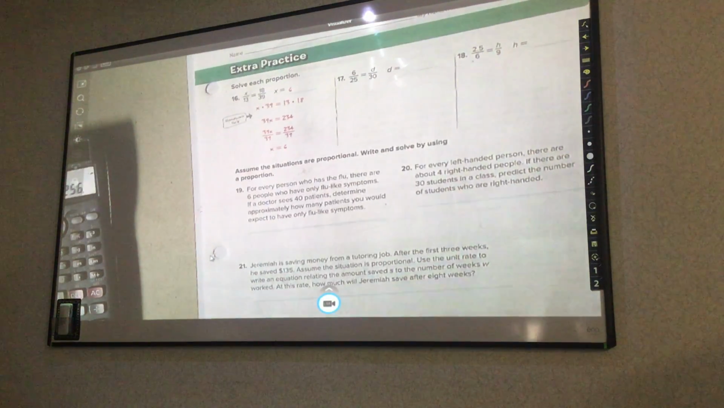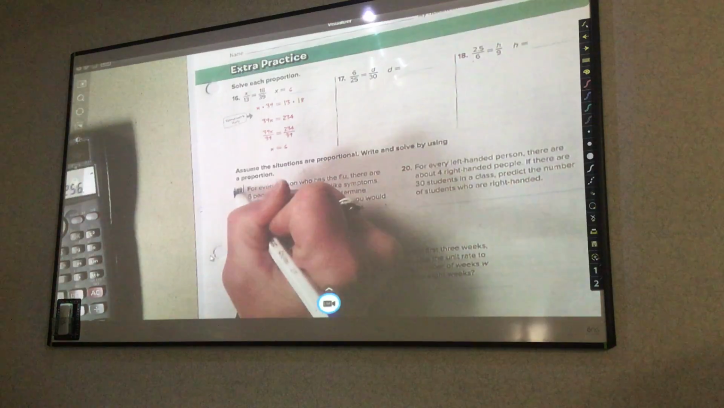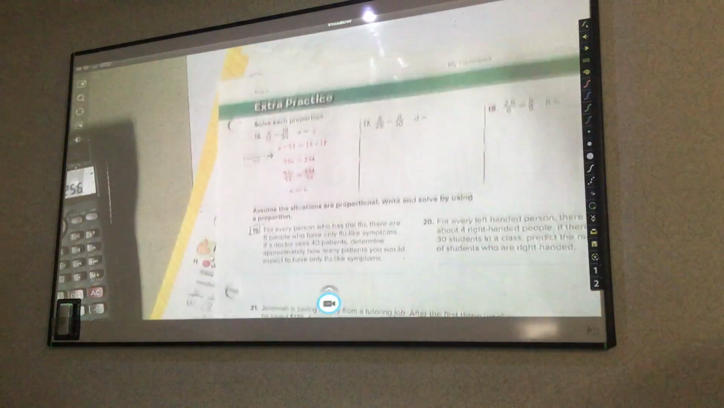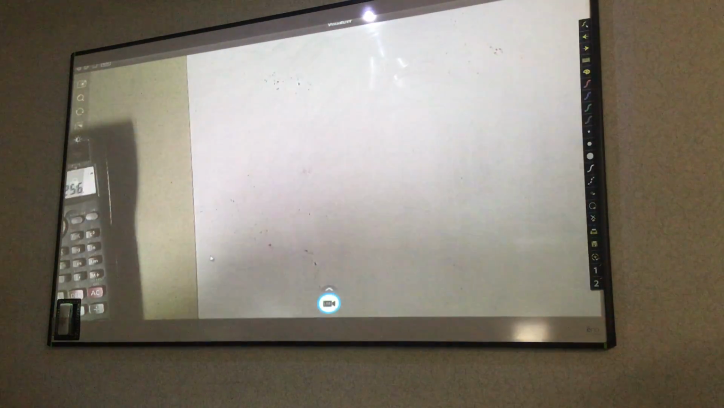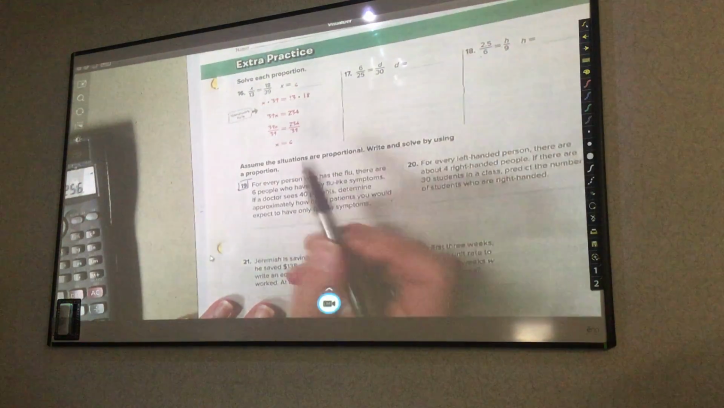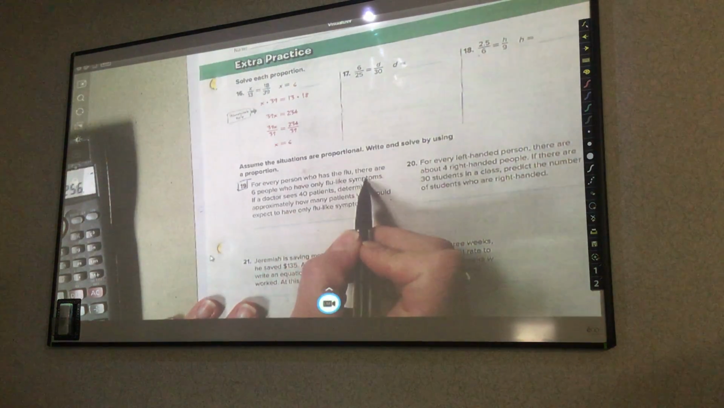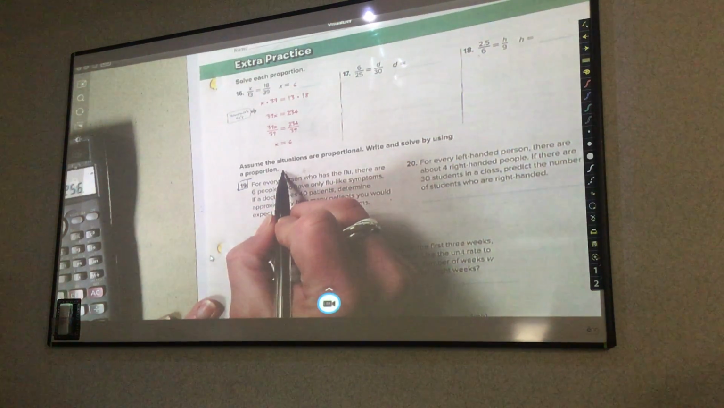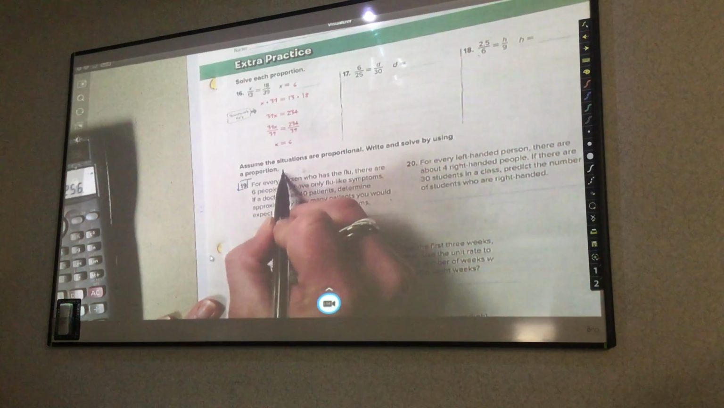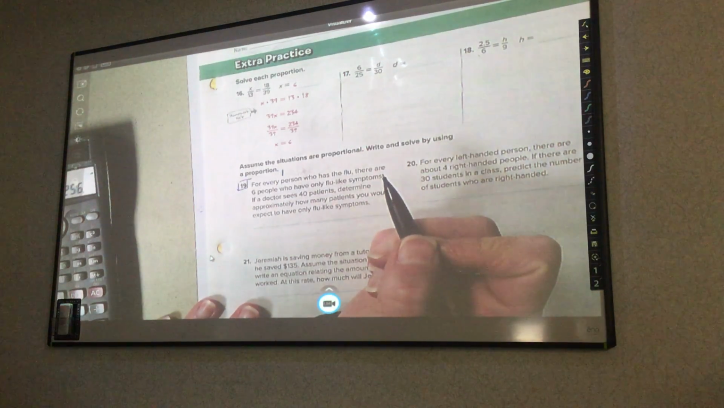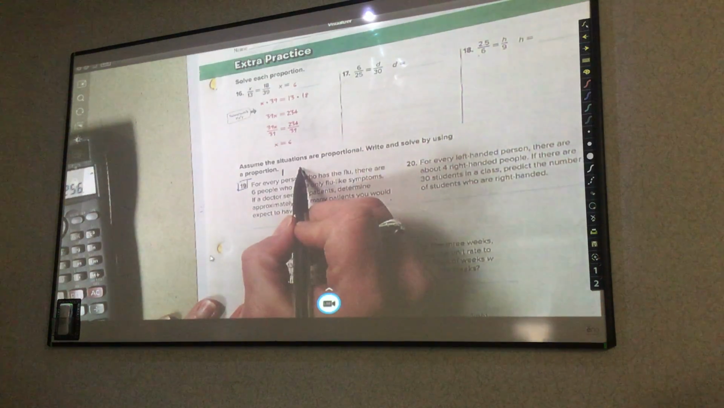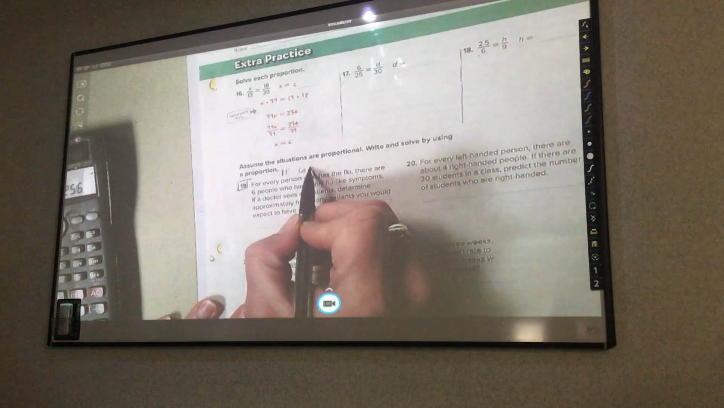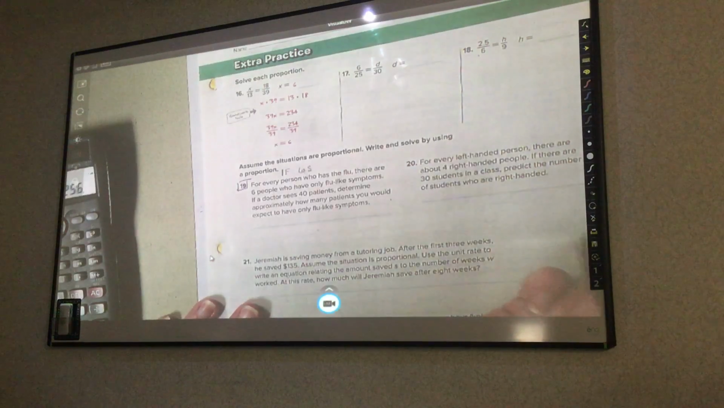I'm going to help you with number 19. It says, for every person who has the flu, there are 6 people who only have flu-like symptoms. Okay. So one person has the flu, 6 people only have the symptoms. So one person has the flu, 6 people have the symptoms, okay?